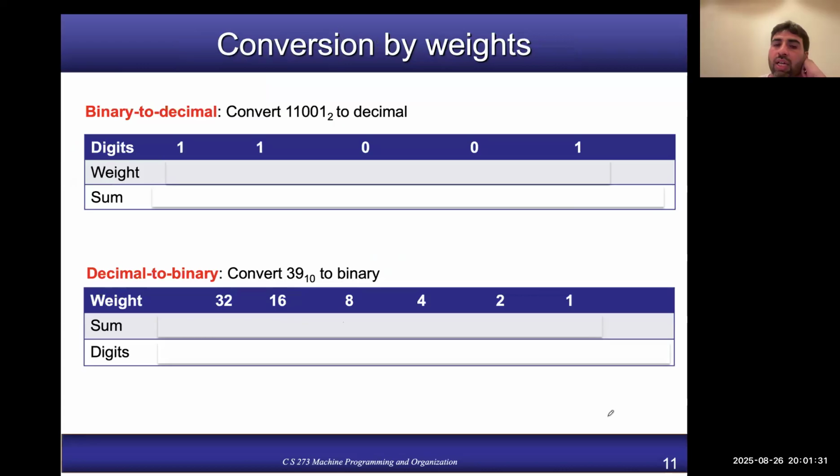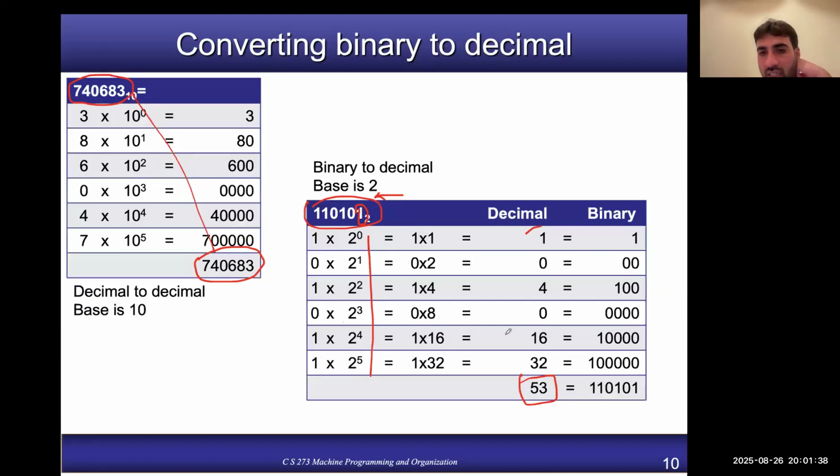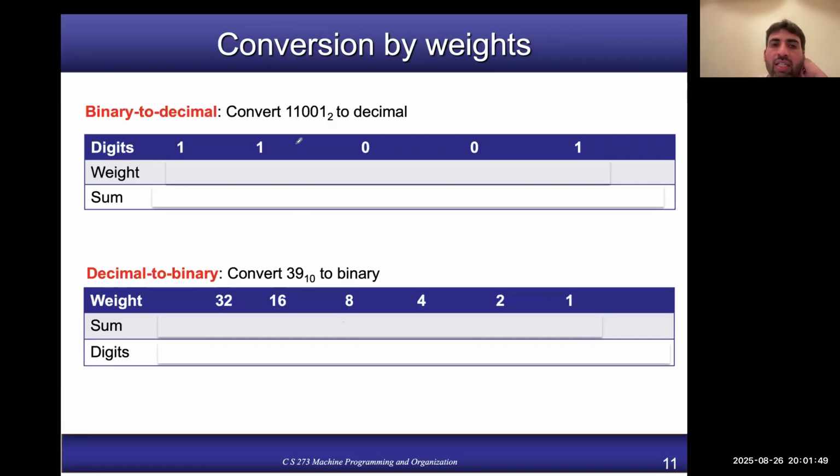So this is basically known as conversion by weights. Let's have a look at another example. What we are doing basically here is multiplying each binary digit or each binary symbol with its weight, and the weights are increasing from right to left. So let's say we want to convert the number 11001, which is in binary form, to the equivalent decimal value.